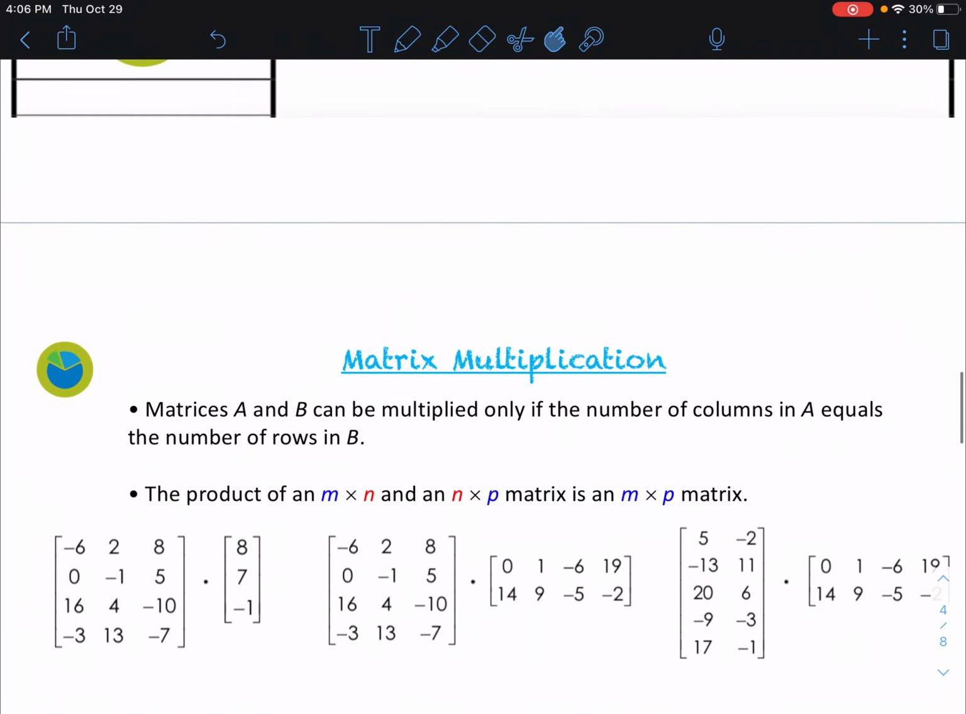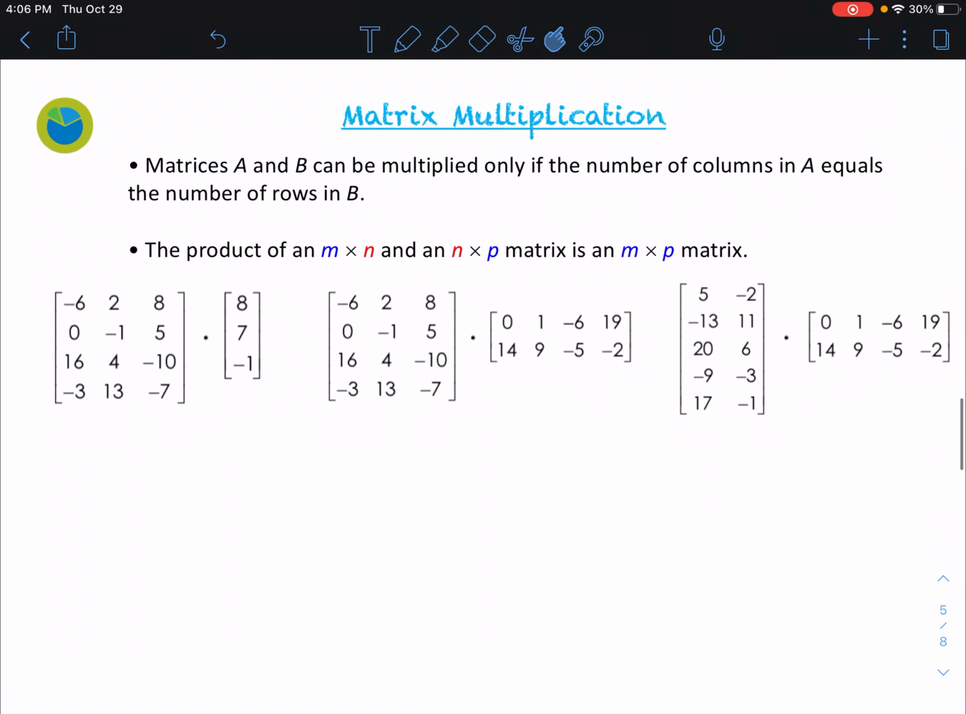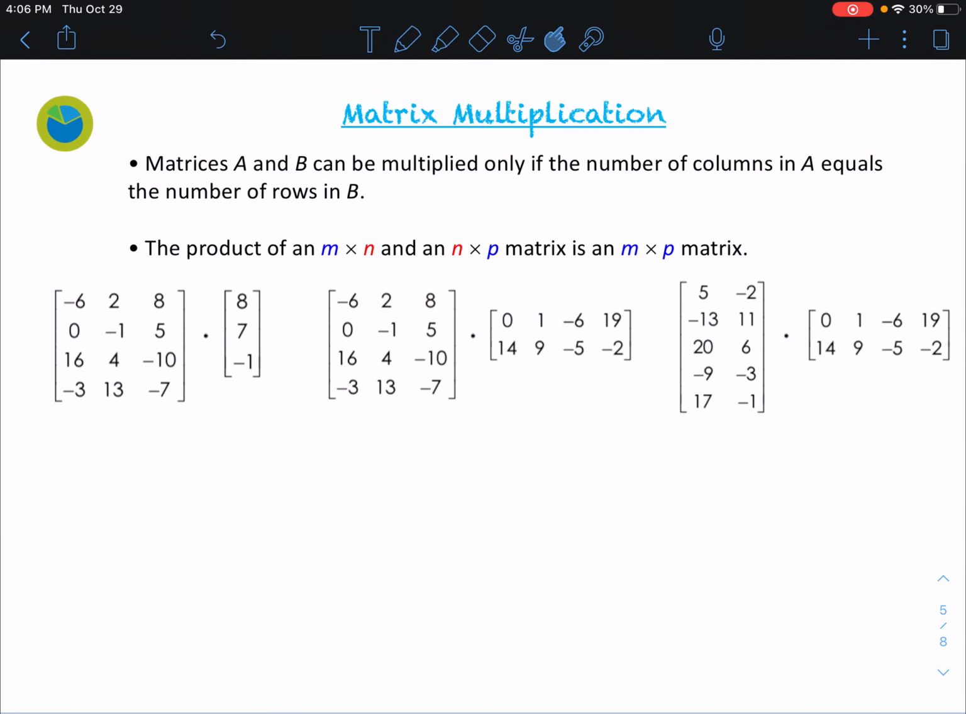All right, so how does this work? A couple things we want to go over first. If you're multiplying two matrices, let's say A and B, they can be multiplied if and only if the number of columns in A equals the number of rows in B. What the heck does that mean? Well, for example, if we have an M by N matrix and we're multiplying it by an N by P matrix, the answer would be an M by P matrix.